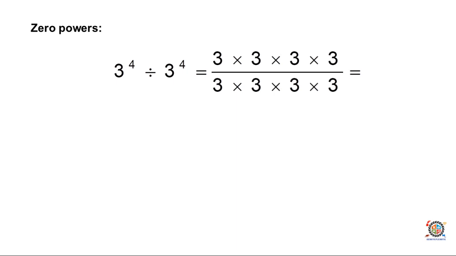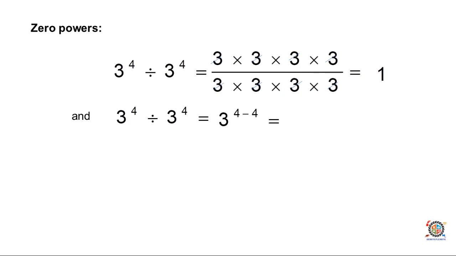Next, let's try to apply. Oh, there's another law, which is zero powers. If you notice, 3 to the power of 4 divided by 3 to the power of 4 is 3 to the power of 0. Why 3 to the power of 0? Because 4 minus 4 is equal to 0. And if you expand it and cancel that out, I will be left with nothing but 1, because 3 divided by 3 is basically 1.